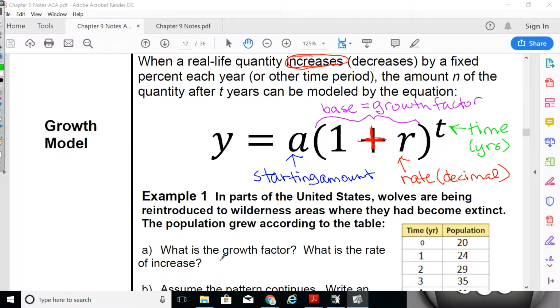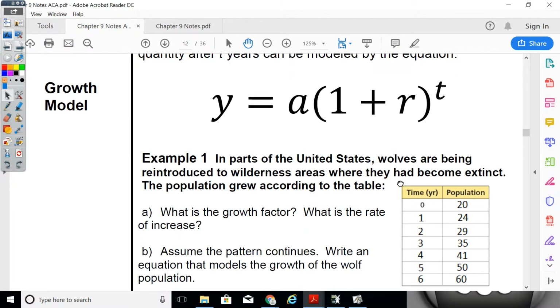So the first couple of examples we're going to do involve using the table, and then we'll go to using a word problem to set up the equation. So in example 1, it says, in parts of the U.S., wolves are being introduced into wilderness areas where they had become extinct. The population grew according to the table. So let's look at the table.